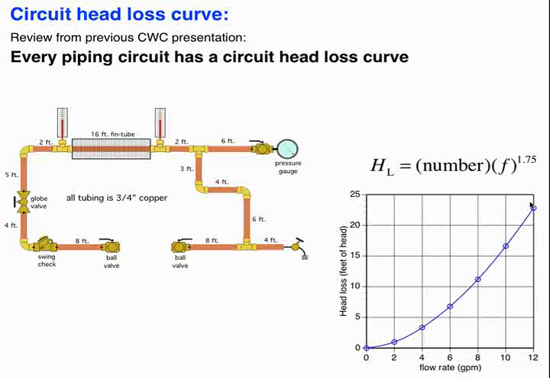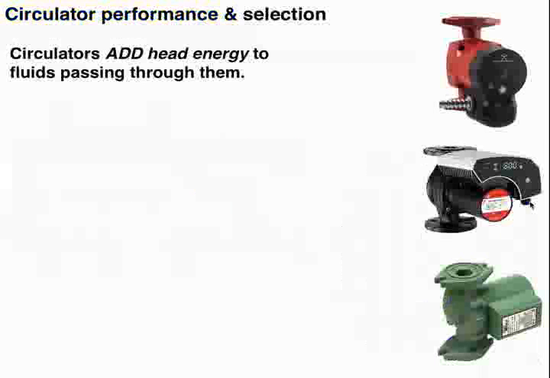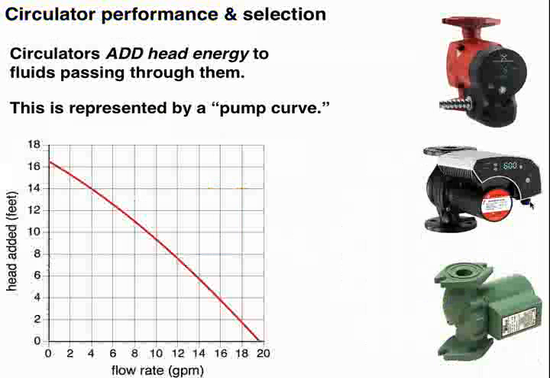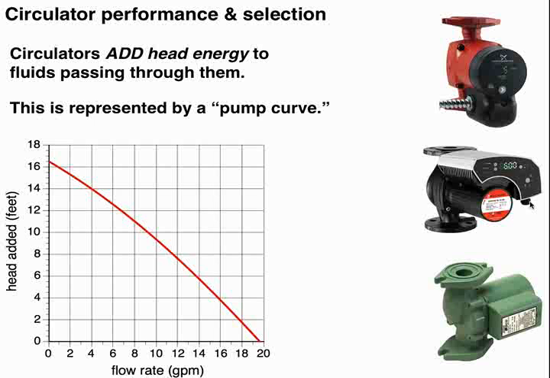Now, there are curves associated with circulators. We call them pump curves. And let's take a look at a pump curve here. Here's a typical small wet rotor circulator that you might find as, for example, a zone circulator in a residential system. You'll see, first of all, that the curve goes in kind of the opposite direction of a system curve. Okay, it starts high, and as we go to the right, it goes down. The system curve starts low, and as we go to the right, it goes up.